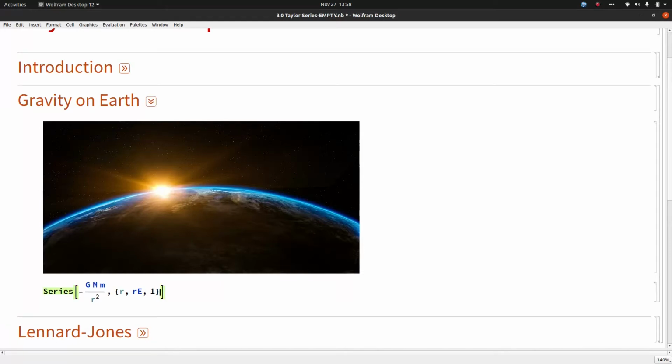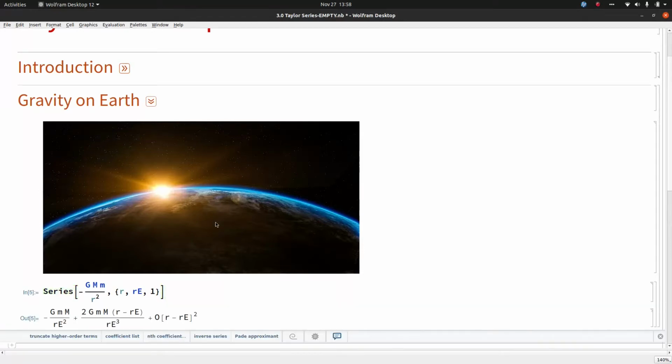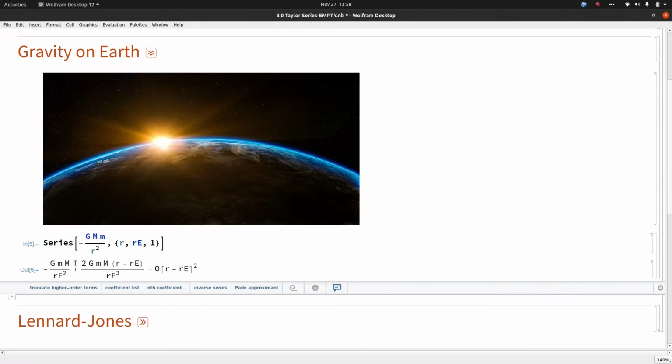So we'll just include the first order correction, and you'll see that here. We've got minus G M m over the radius of the Earth squared. And then we've got this first order correction. This is the first thing that'll have the variable r in it. Otherwise, it's just a constant.